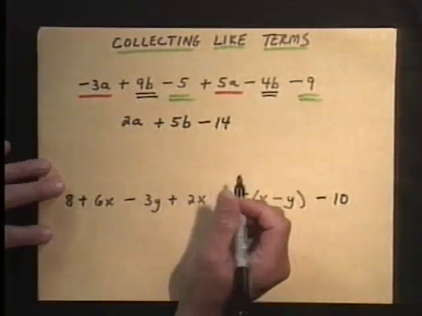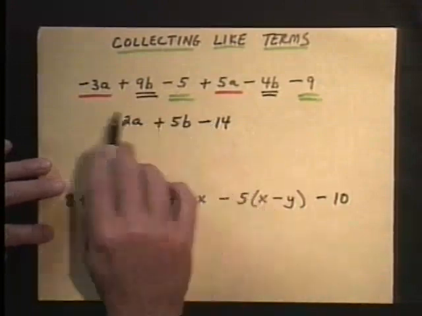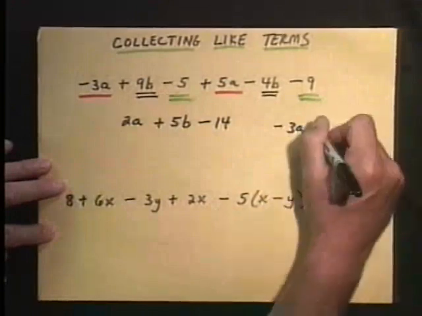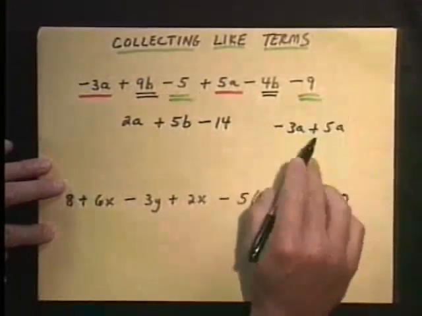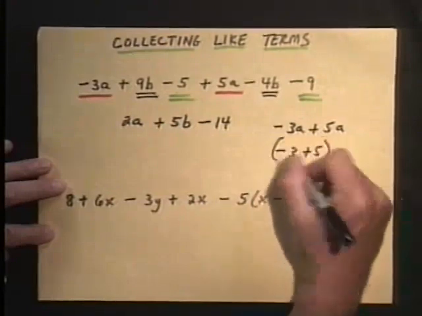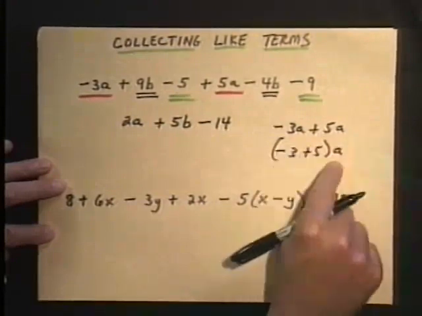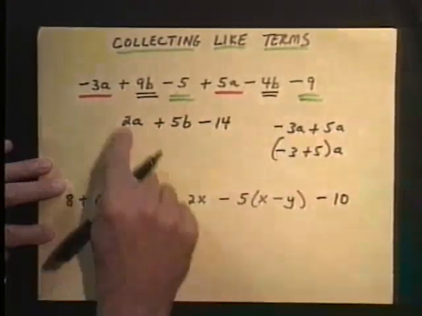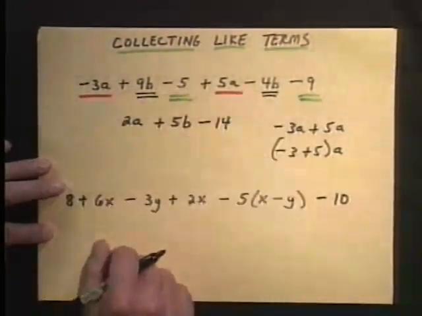All right, so when you collect like terms, you're kind of undistributing here. On that A part, if we have negative 3A plus 5A and you're adding like terms, the distributive property says we can rewrite that in this fashion, factoring out an A or taking an A out. So that's what allows us to say that's 2A there. So add these coefficients or numbers in front.